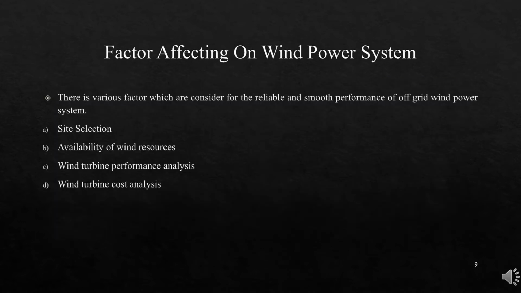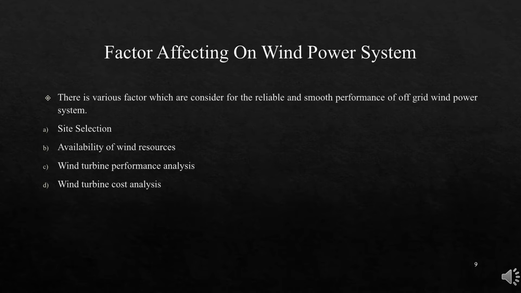Now, factors affecting the wind power system. There are various factors which we have to consider while designing a wind power system. First is the site selection. For a wind turbine, turbulence is a major issue. Turbulence can reduce the output power by up to 15 to 25%. That's why we have to consider any trees, houses, and buildings during the design of the system.